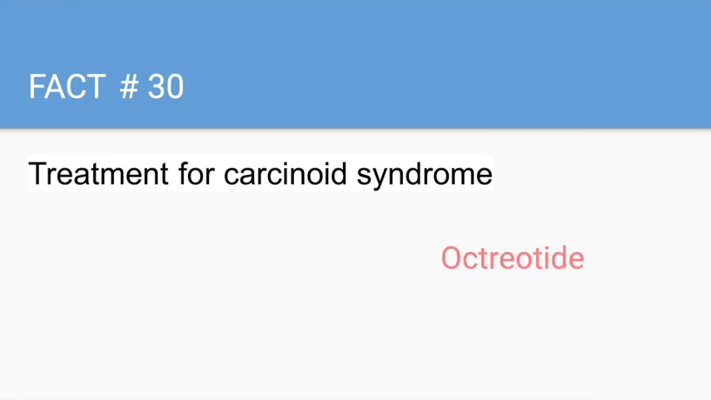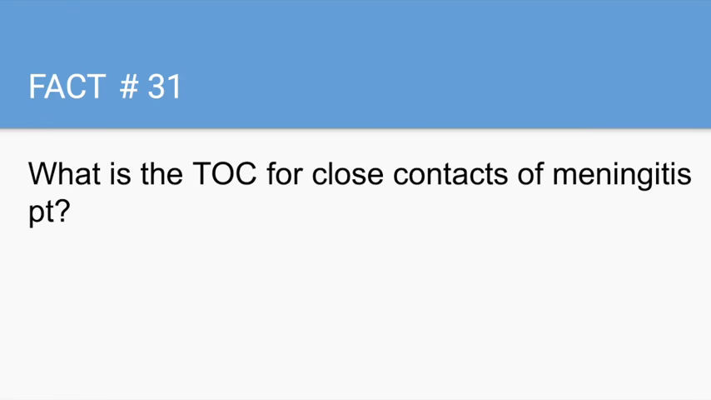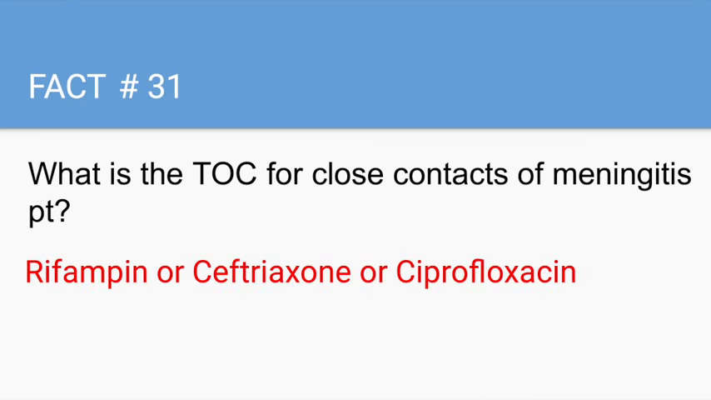What is the treatment of choice for close contacts of meningitis patients? Rifampin or ceftriaxone or ciprofloxacin. So let's say that a patient has meningitis and they were in close contact with a patient that is pregnant. Which of these medications would be appropriate to give that pregnant patient? Leave it in the comment section below.